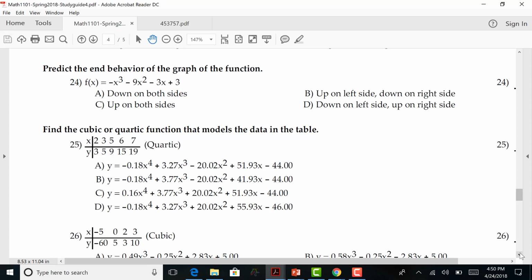Okay, where's my curve at? You see it? Is it cubic? Yes. Does it have a negative in the front? Yes. So which is going to open up on the left and down on the right? Got a negative in the front. Questions?